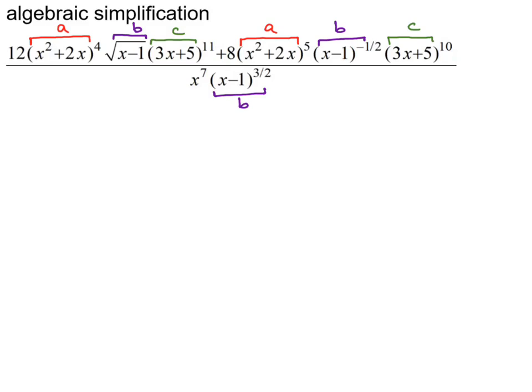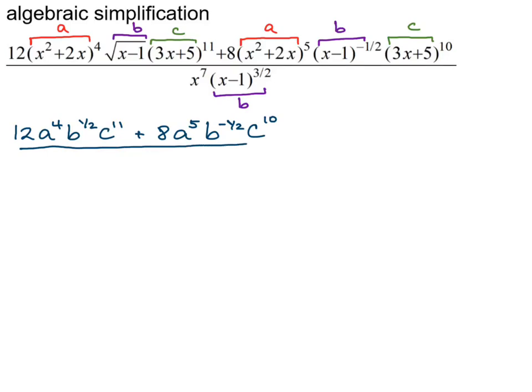So when I rewrite everything, I'm going to wind up with 12a to the fourth, b to the half, that root, I'll just write it as a half exponent, 3x plus, I'm going to write that as c, c to the 11th, plus 8, a to the 5th, b to the negative 1/2, c to the 10th, and then over, I'm going to have x to the 7th and b to the 3/2.